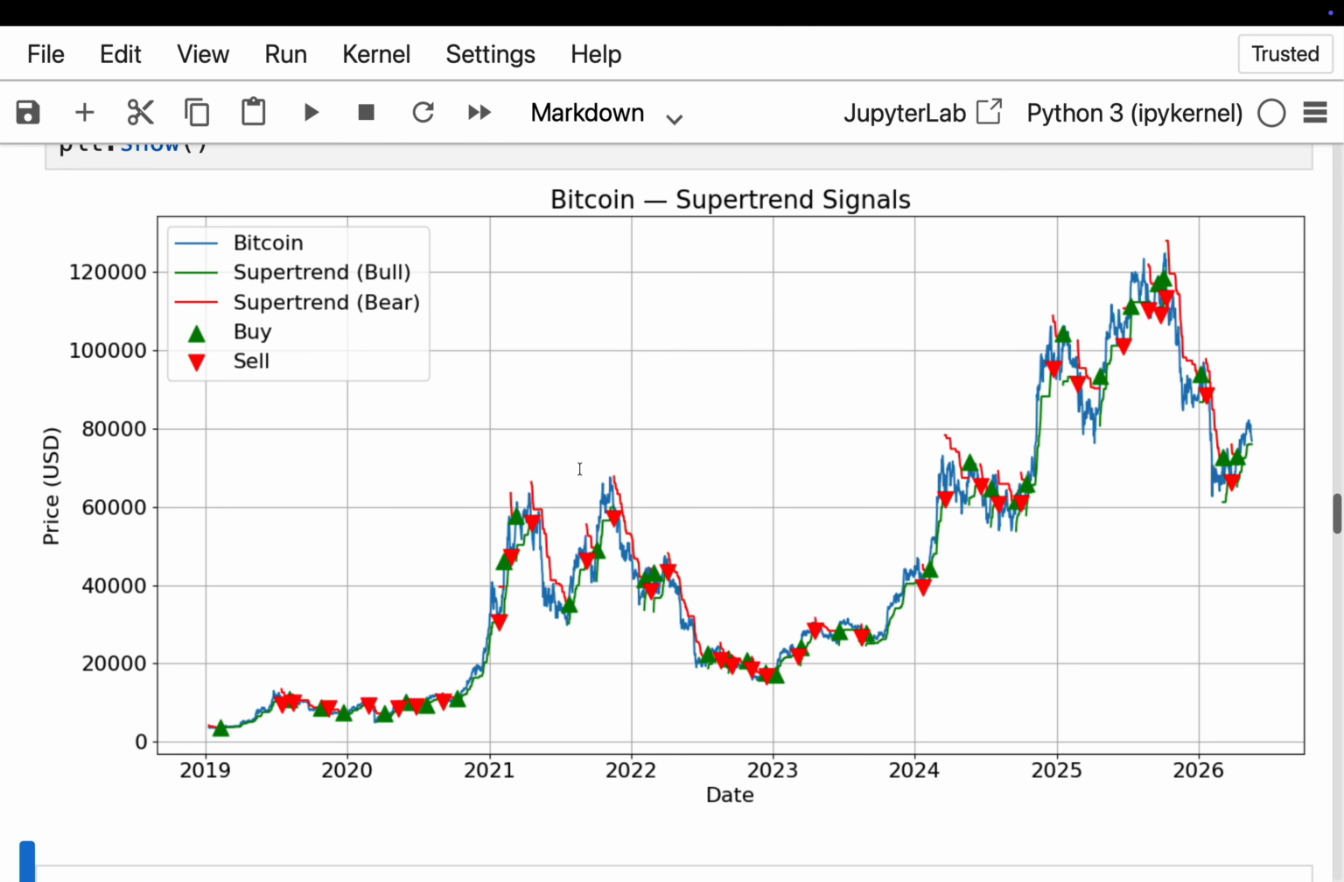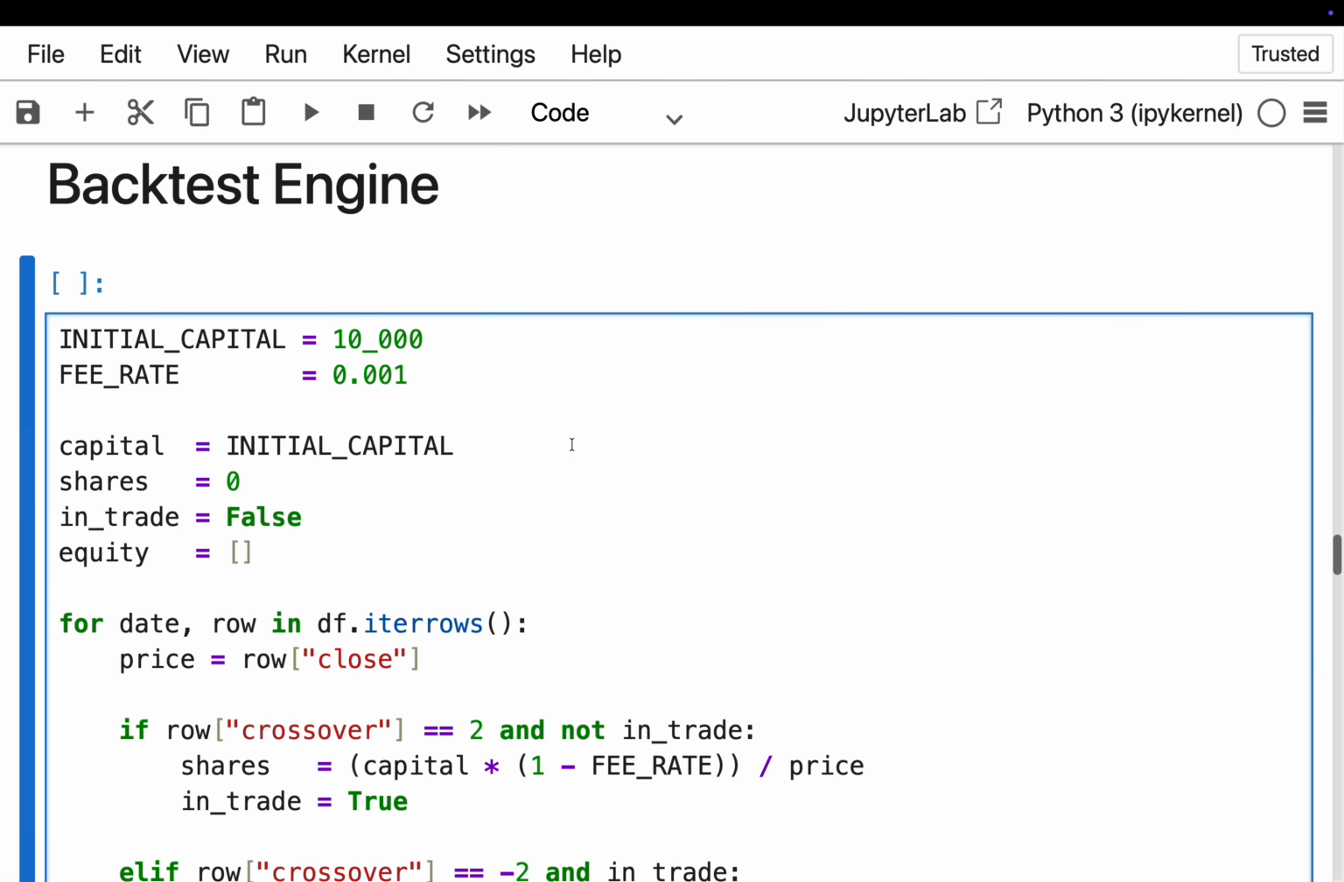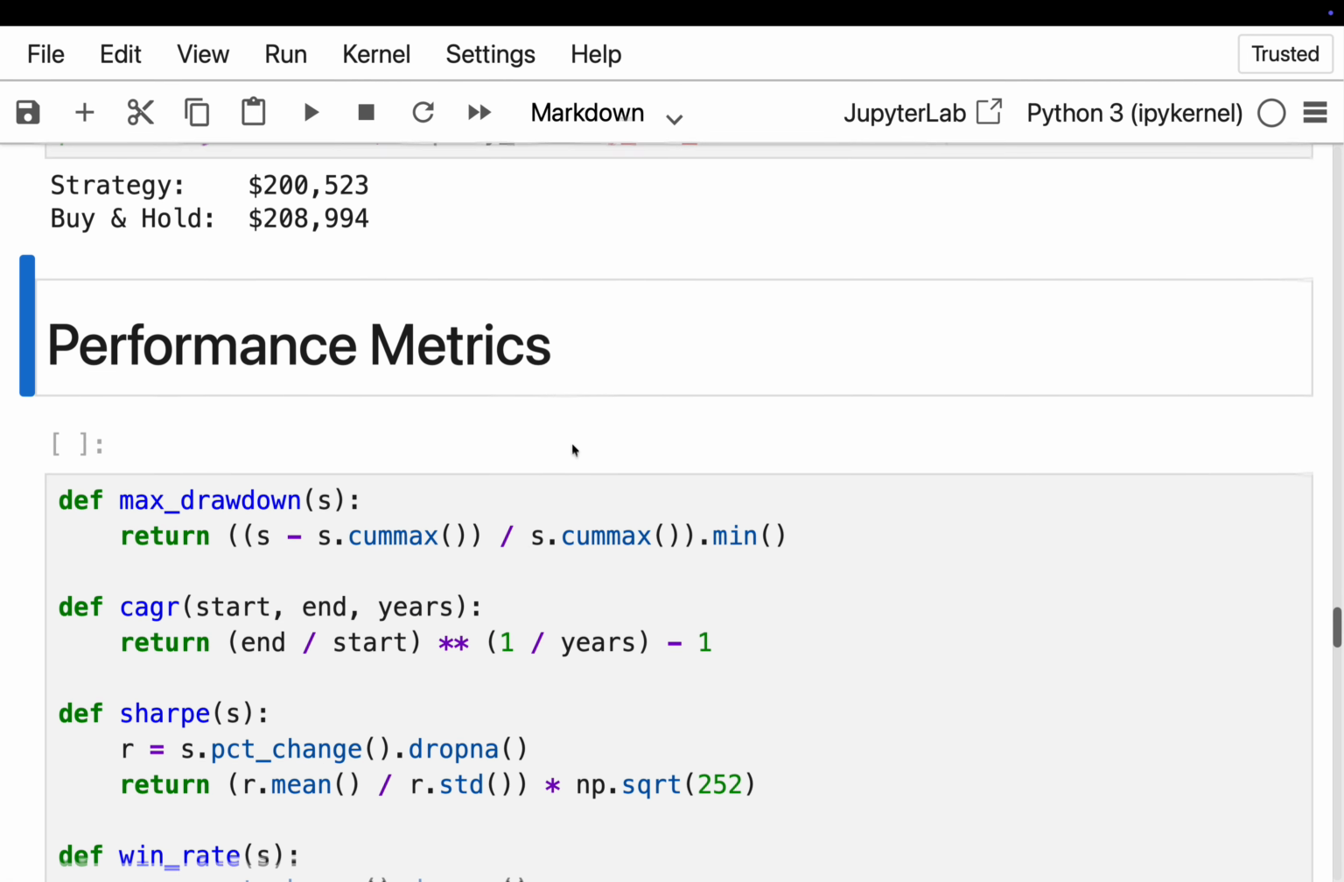If you showed this chart to someone on a trading forum, they would be very excited, which is exactly why we backtest it instead of just looking at it. So let's actually read these results carefully because this is where it gets interesting.